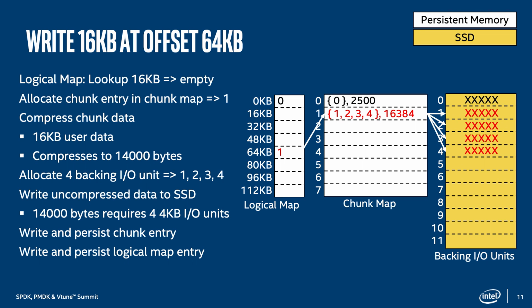Same thing here. We go and write the data to the chunk map. Since we've written it uncompressed, this is our clue later on that when we read it back, we won't have to decompress it. And then same thing, we write and persist the logical map entry.